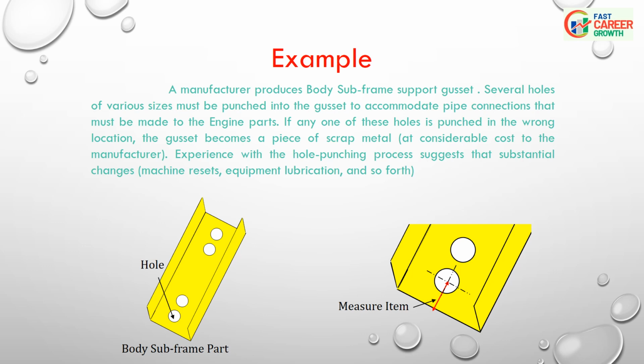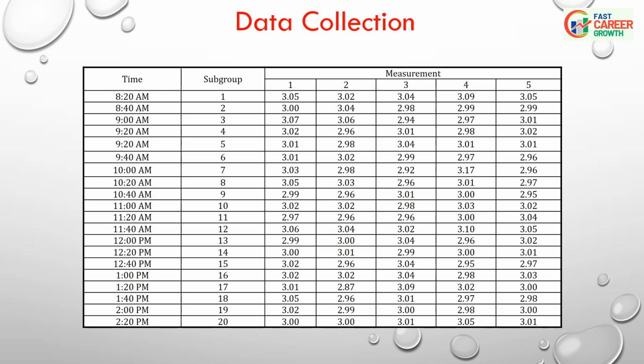First see the sample data, which is taken at a 20 minute time interval. Here subgroup size is 5, which means 5 samples taken in each 20 minute time interval. Total subgroups is 20. Then calculate subgroup mean.